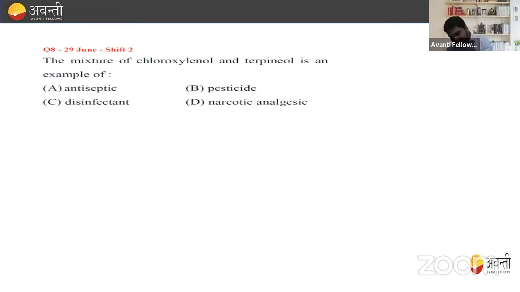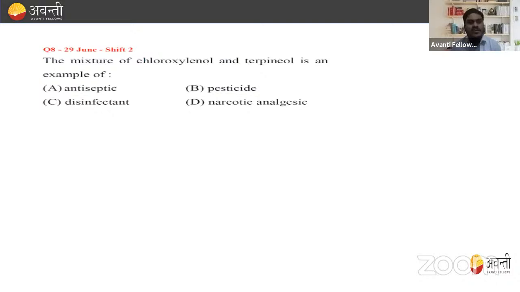And what is an antibiotic? It is taken inside. Like the medicine we take, antibiotics are taken inside, and antiseptic is applied externally to our skin. Okay, so these are the antiseptics. Next is pesticides, next is disinfectant, and the next is narcotic analgesic.